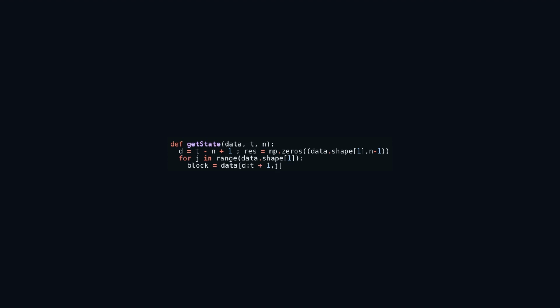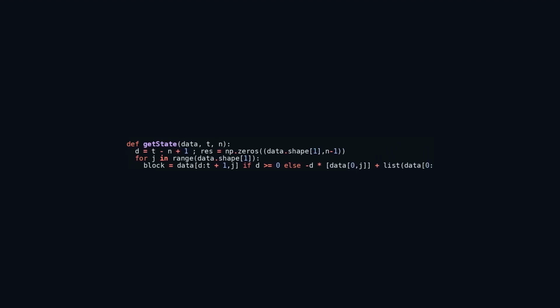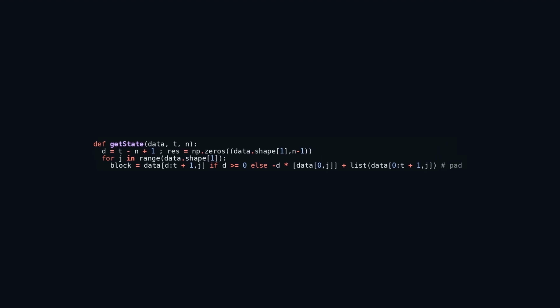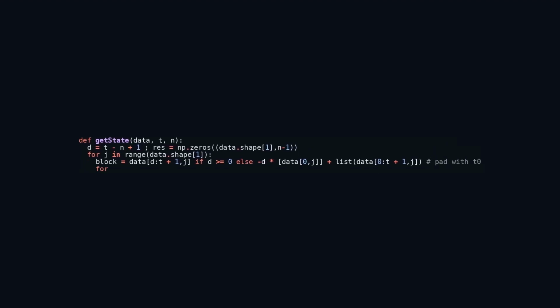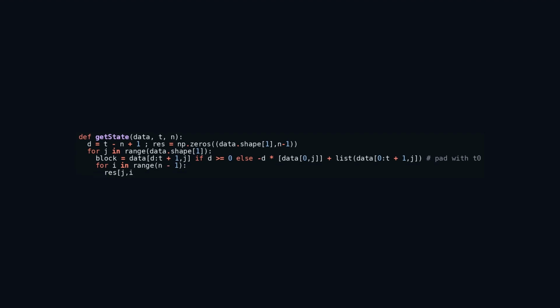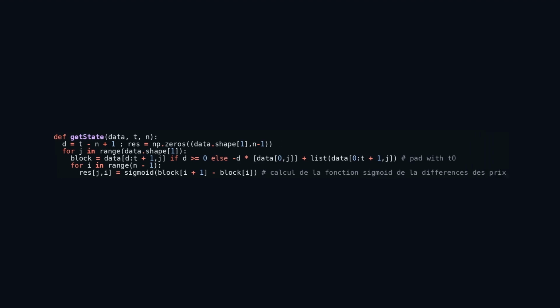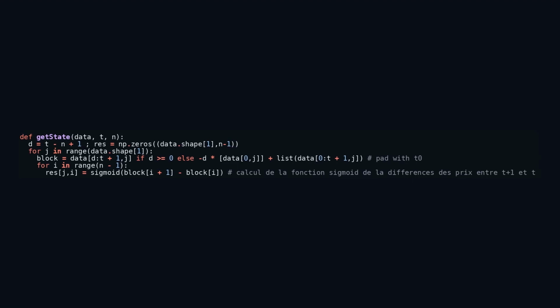Initially, it determines the variable d by subtracting n minus 1 from t. 2. It then creates an array called res filled with zeros having dimensions of data.shape[1], n minus 1. 3. The function iterates through each column of the input data, constructing a data block for each column. 4. If d is not negative, it extracts a slice of data ranging from index d to t plus 1. Otherwise, it pads the block with zeros to ensure completeness. 5. For every block, the function computes the sigmoid of consecutive price variances, saving the results in the res array. 6. Finally, it converts the resulting array into a Python list after flattening it and returns it as output.